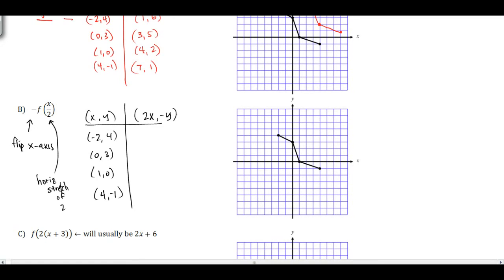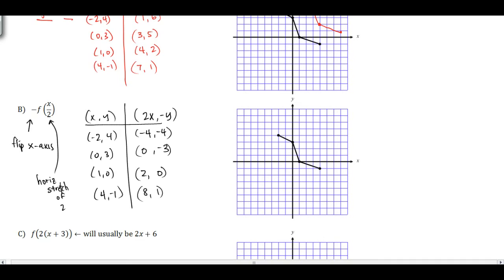And so now if you look at our original points, you'll get (-4, -4) is on there. You'll get (0, -3). You will get (2, -0), so I guess that won't matter. And last but not least, I get (8, 1).